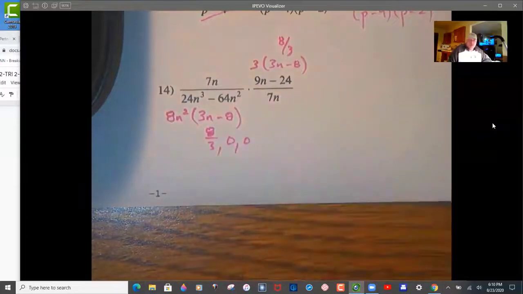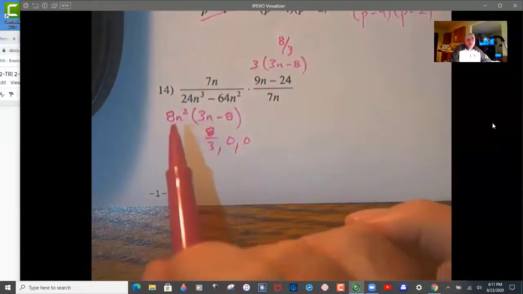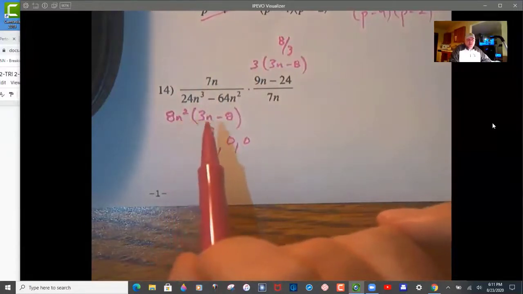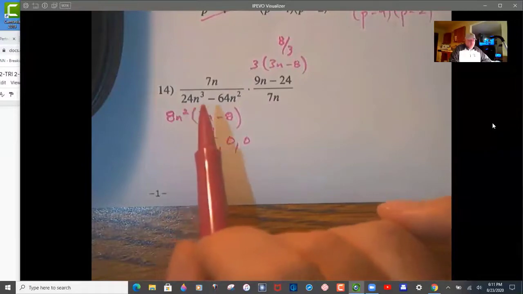These are your 3 zeros that you would get. So that's n times 3n minus 8. And then you need a common factor of 8 because that n times 3n is only 3n to the third, and you have 24n to the third.